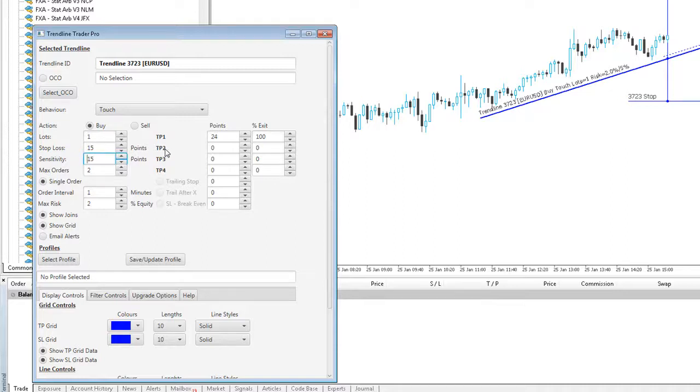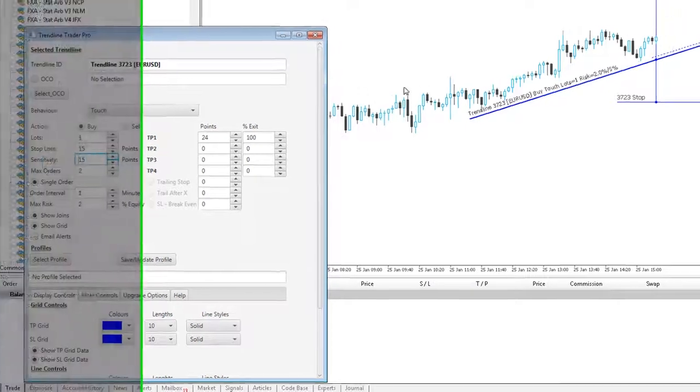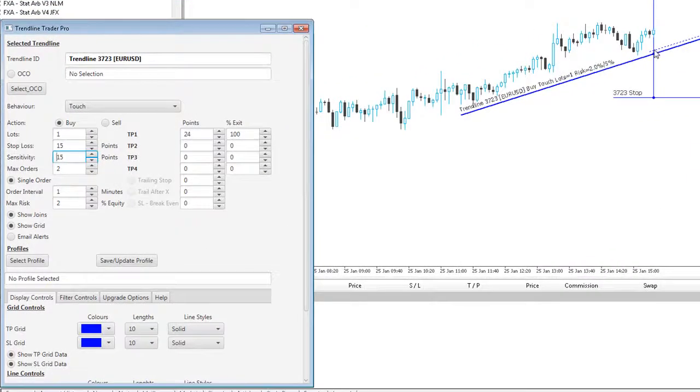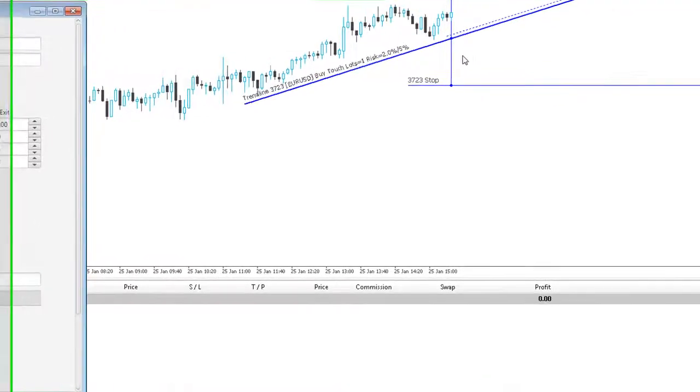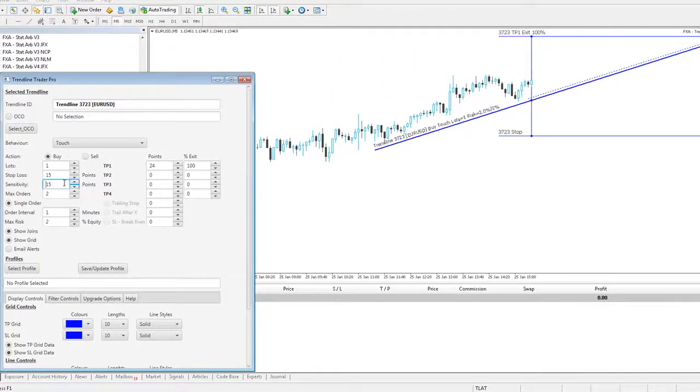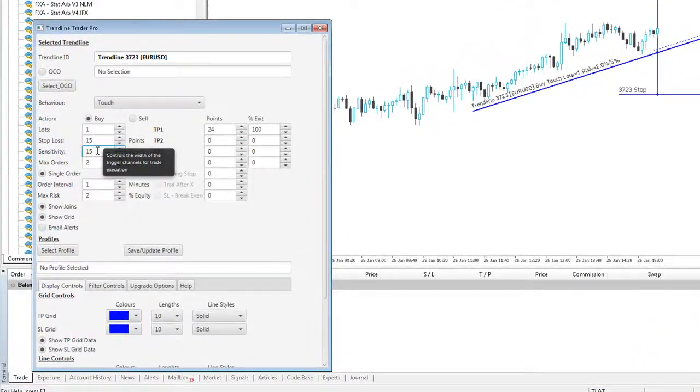And what happens if you put a 15 pip sensitivity channel on this trend line here, you'll see when we get a tick, this channel will lift up to 15 pips above the trend line. And the reason the system won't take a trade with the standard stop loss at 15 here is because, one, the stop loss needs to be below the trend line, and two, the stop loss needs to be at least twice the sensitivity channel.